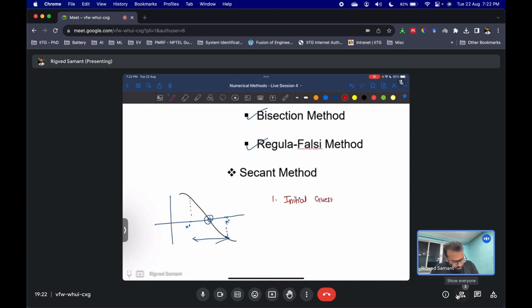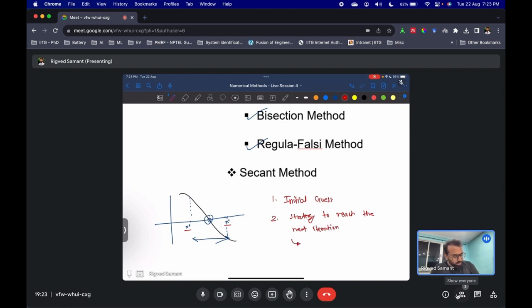So that's what I told, XL and XR. Second, there should be some strategy to reach the next iteration. So what is the strategy?